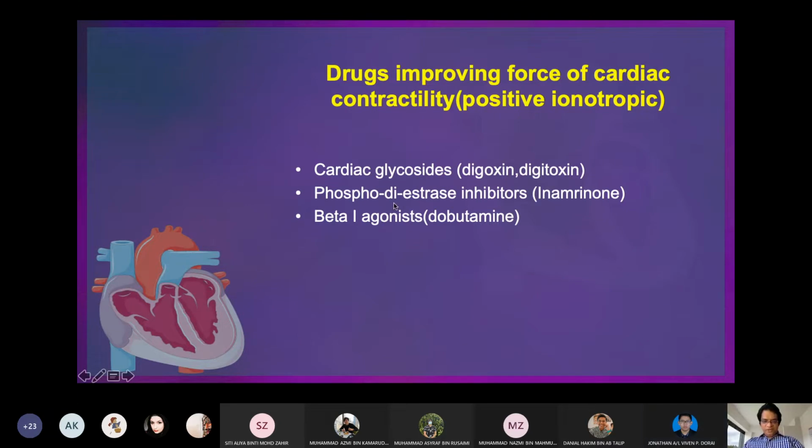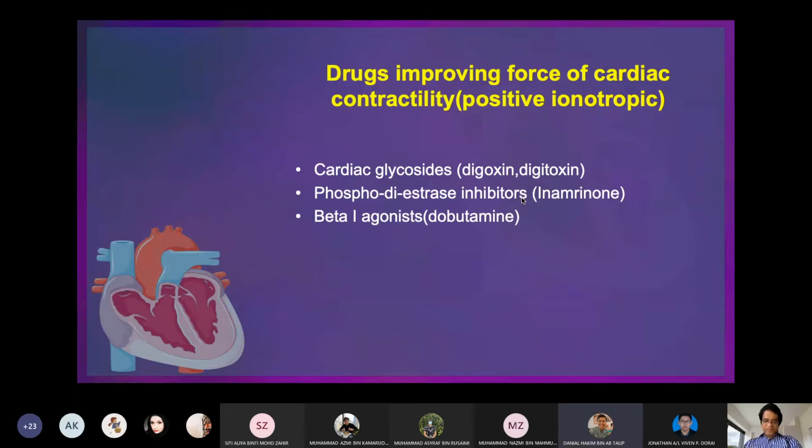So what is happening? Drug categories 1 and 2, cardiac glycosides and phosphodiesterase enzyme inhibitors, both supply more intracellular calcium. So if you can supply more intracellular calcium, you are enhancing cardiac contractility. On the other hand, dobutamine is a very specific agonist on the beta-1 receptor. So if you can stimulate the beta-1 receptor, you can produce more cardiac impulse, right?